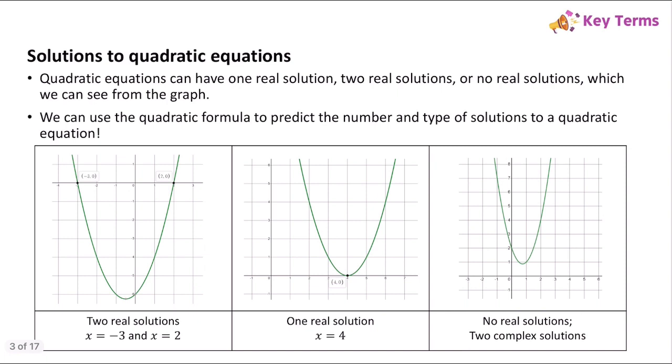Remember, the solutions to a quadratic equation can come in three types. We can have one real solution, two real solutions, or no real solutions, which we can see from the graph. And remember, we can use the quadratic formula to predict the number and type of solutions.